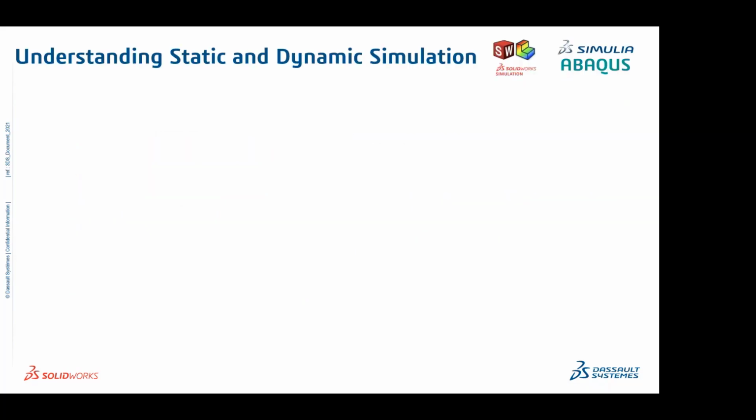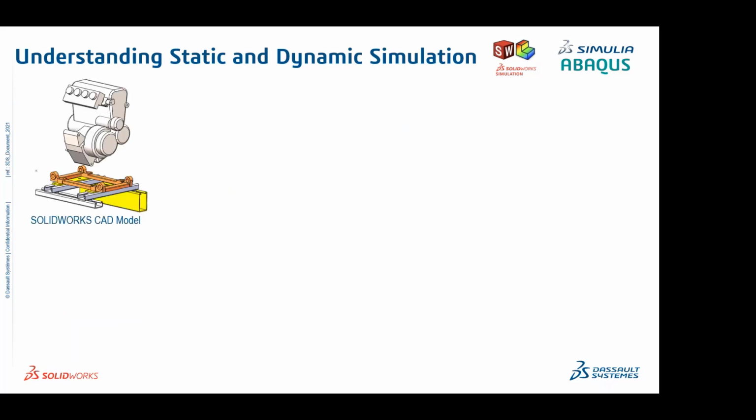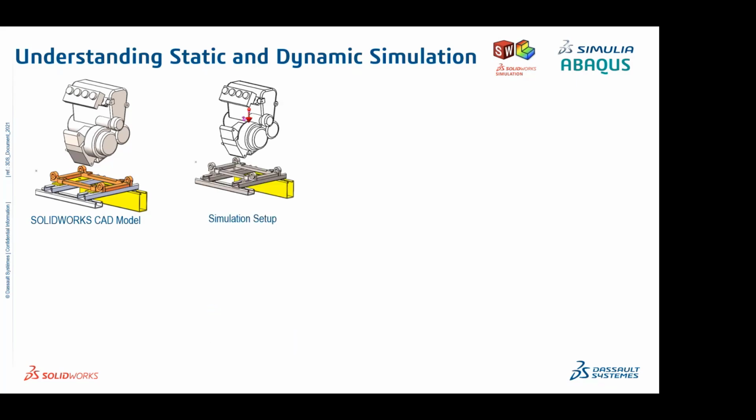So, understanding static and dynamic simulation. So far we have done predominantly the static simulation part, and today I will be introducing the dynamic simulation. Just as an example, we have an engine with a block, where it is supported. This is how we do the CAD design, and eventually we will do certain simplification in order to run the simulation, and we do the simulation setup by giving the boundary condition or self weight of the engine.